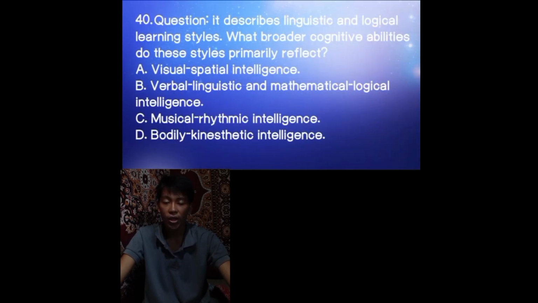Number 40 question. It describes linguistic and logical learning styles. What broader cognitive abilities do these styles primarily reflect? A. Visual-spatial intelligence. Letter B. Verbal-linguistic and mathematical-logical intelligence. Letter C. Musical-rhythmic intelligence. Letter D. Bodily-kinesthetic intelligence.